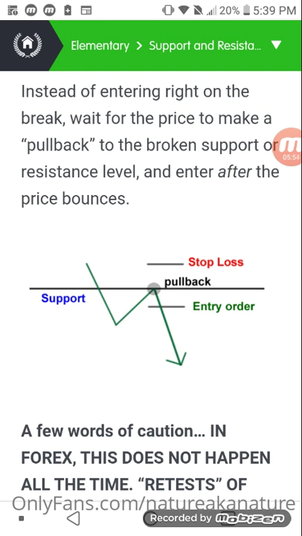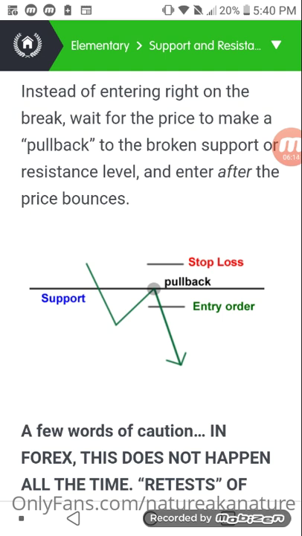So once price breaks the support level, the aggressive way is to get in right when price breaks the support level. The conservative way is to get in once price pulls back to that broken support or resistance level. Then you get into the trade. Okay, that's the conservative way.